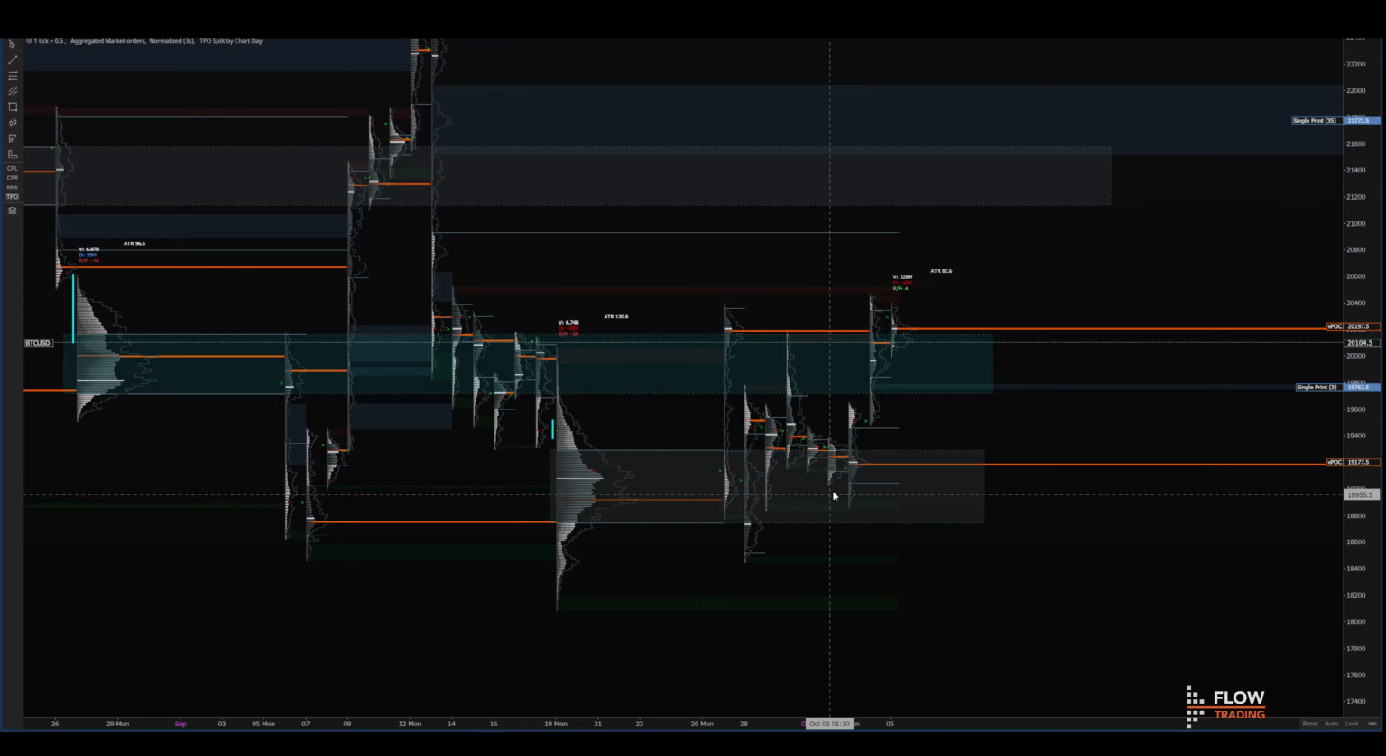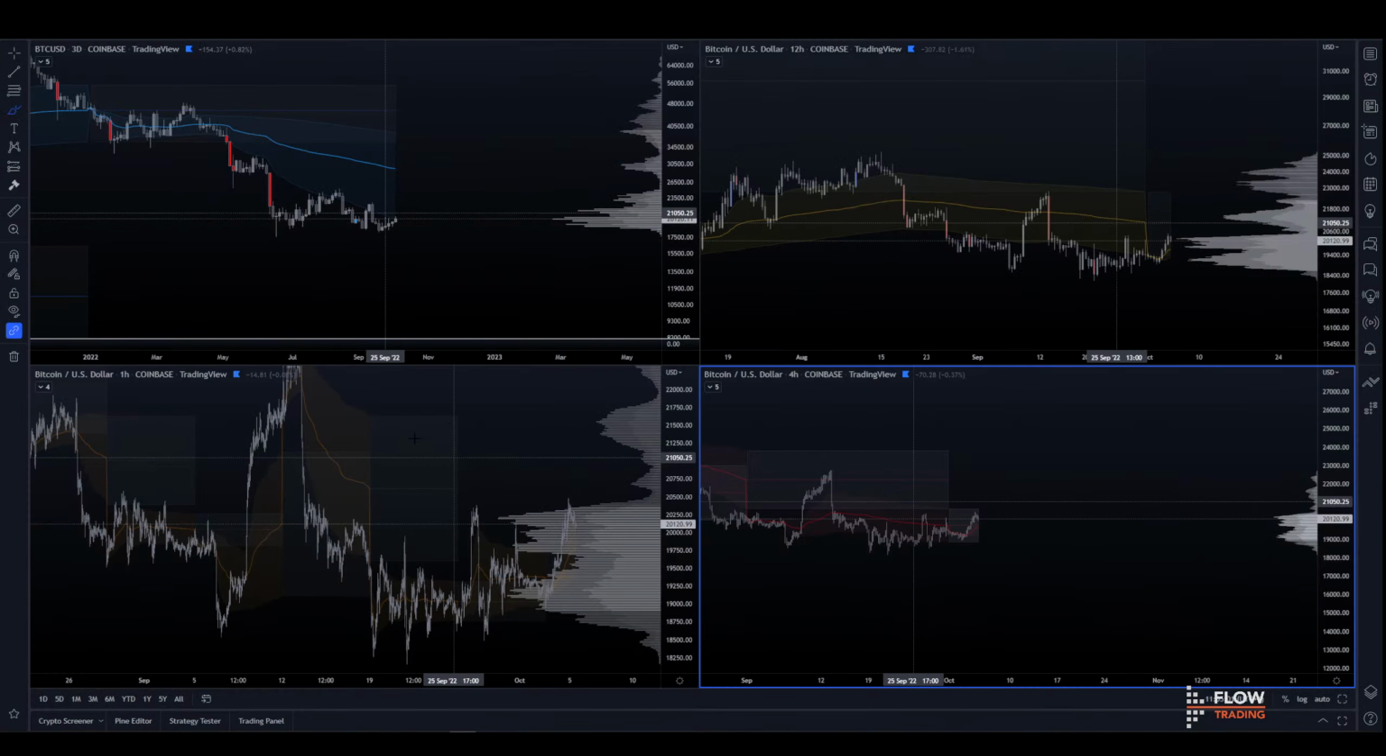We got away from this. We go all the way up here, and now we're trying to find acceptance here. Guess where the value area low of this composite value area is: 19,700. So if 19,700 holds, which again, on Bitcoin.